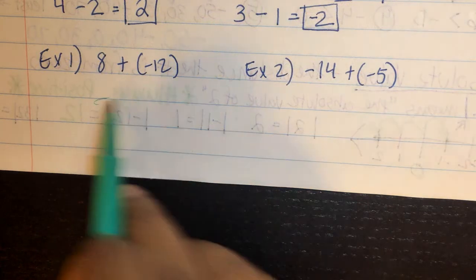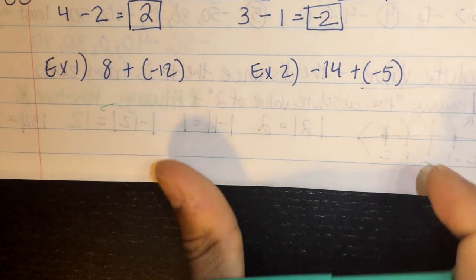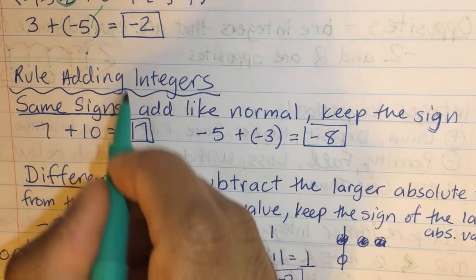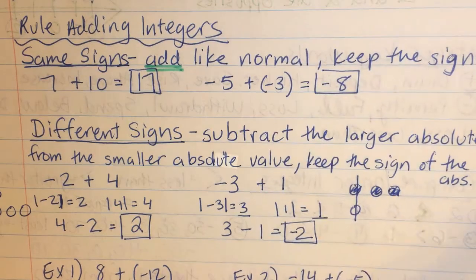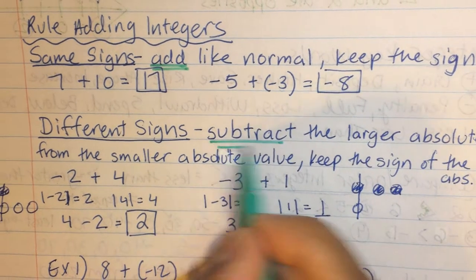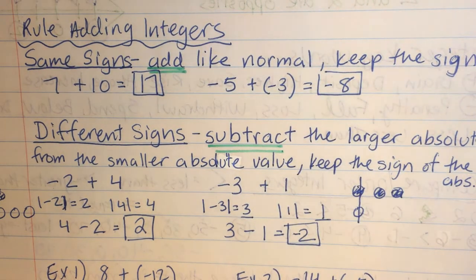Let's go ahead and review these two questions. We talked about our rules for adding integers. The main thing to take away is that for same signs, we add like normal. For different signs, we subtract, because remember we do 0 pairs. That's why adding integers has two separate rules: we either add the same signs together or subtract if they're different signs.